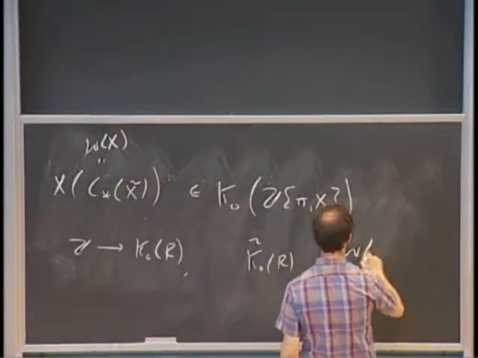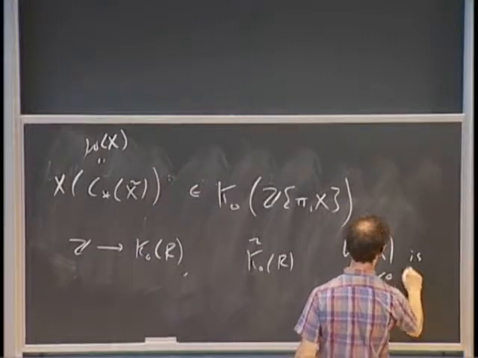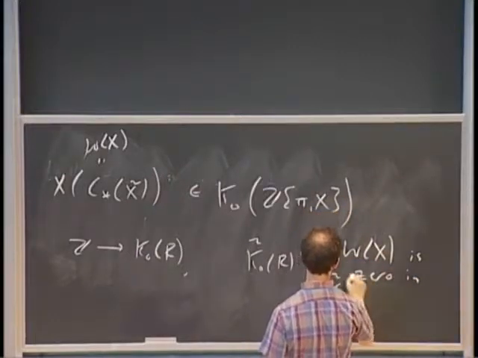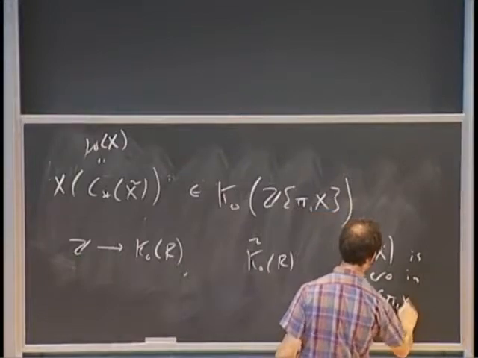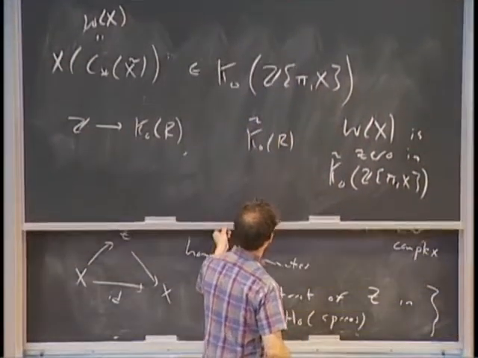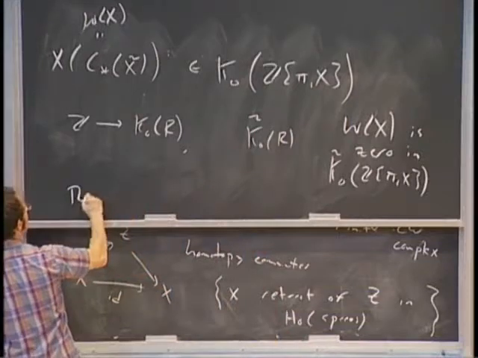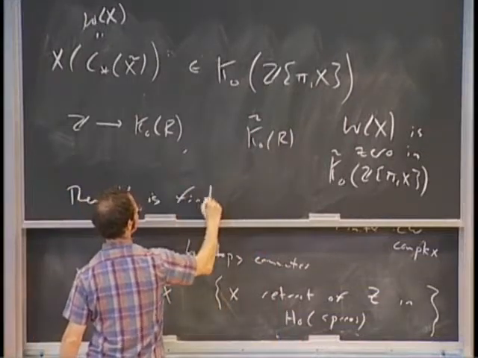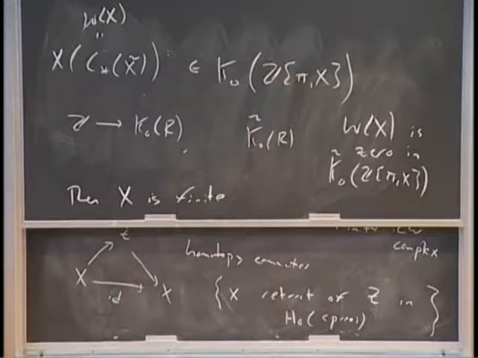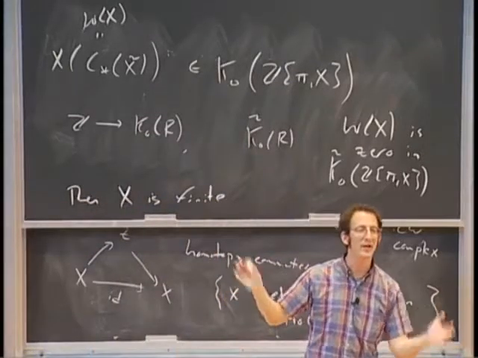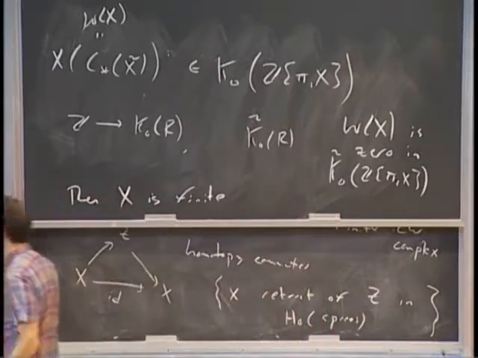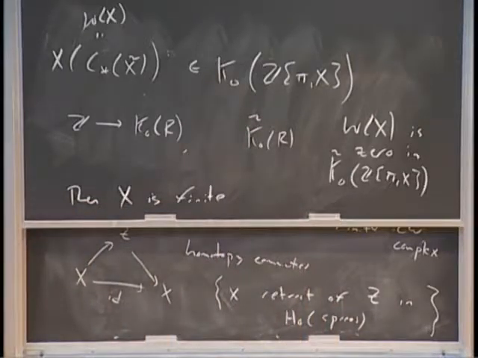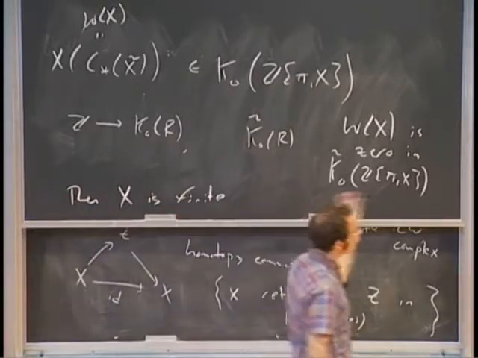And if W of x is 0 in K0 tilde of Z pi 1 of x, then x is finite. And that's, in fact, an if and only if. OK? So unfortunately, as is apparent, I'm not proving much of anything. I am telling you a story where you would need to actually do some work to turn this into something resembling actual mathematics. Nonetheless, this is actual mathematics, but I just made a bunch of assertions.